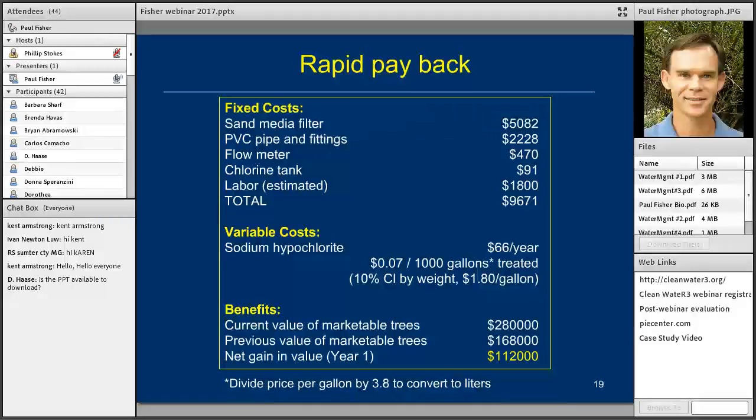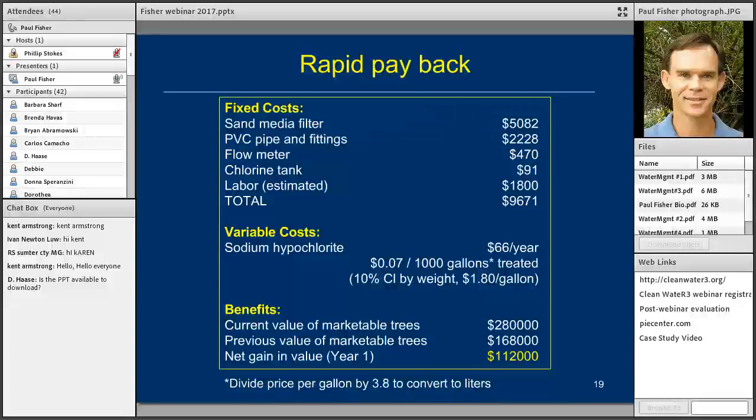The benefits here, if we look at the value of marketable trees in those greenhouses after the clogging was corrected, was $280,000, whereas they had lost a very large number of plants previously before putting in the water treatment system. So the net gain in year one was $112,000. So the return on investment is pretty straightforward.